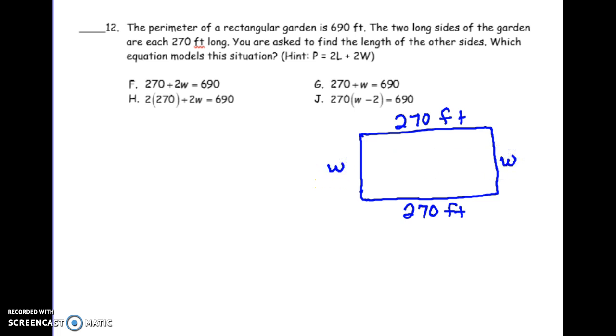Okay, well, we want to find the perimeter. How the perimeter works is you add up all of the sides and you get the perimeter. So here's also a formula. Its perimeter is equal to 2 times the length plus 2 times the width. So we can actually set this up as 2 times the length, which is 2 times 270, plus 2 times our width, 2w, and that's going to equal 690. So we don't even have to solve this problem. It's asking for the equation that models it. In this case, it would be H.